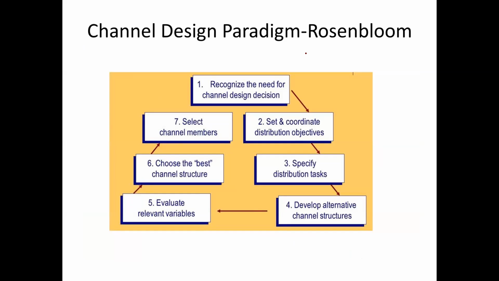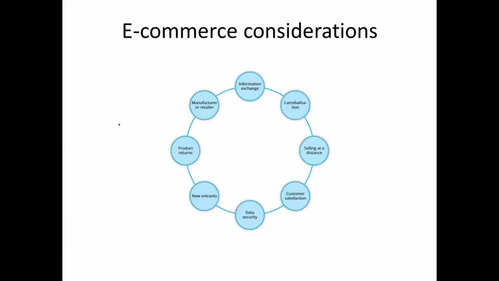Rosenblum, which is one of the theories I've named, talks about a 7-step process for channel design. Surprisingly, it says recognise the need, set objectives, specify the tasks, develop different structures, evaluate, choose the best, select. Not rocket science, not easy to learn though. E-commerce, what would we consider on e-commerce? I've got this word here we'll come on to in a minute, but some general factors there, nothing new.